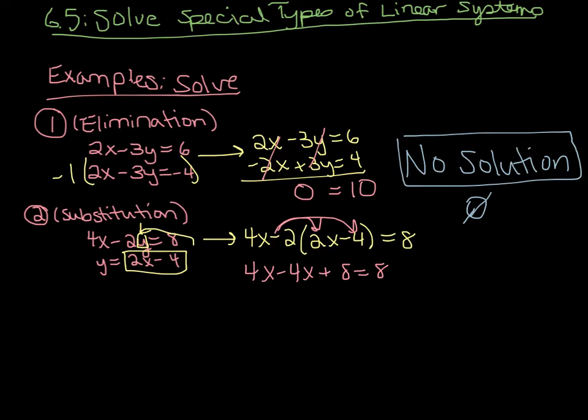And 4x minus 4x, you'll notice, is actually just going to be 0. These are going to cancel out. You can write the 0, but you don't need to. So I'm just going to write that it's 8 equals 8.